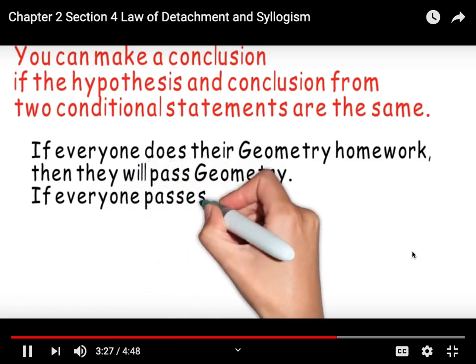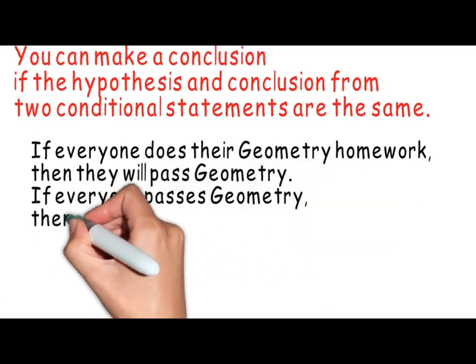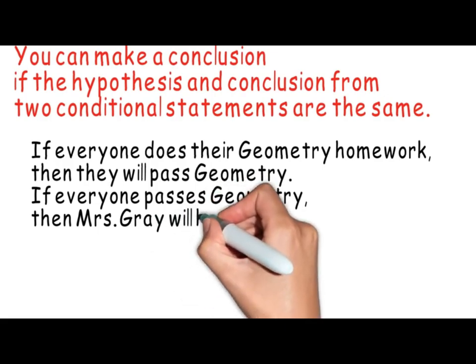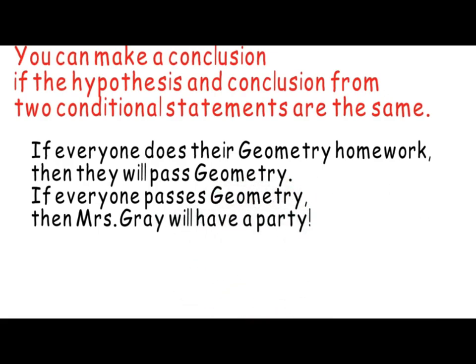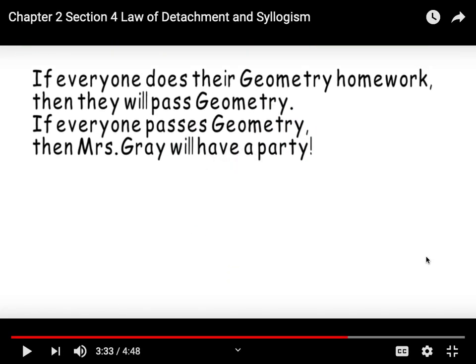If everyone passes geometry, then Mrs. Gray will have a party. Notice that doesn't say Mr. Costa, okay? So this is the second conditional statement. If everyone passes geometry, then Mrs. Gray will have a party. What do we notice about this conclusion Q and this hypothesis? They're the same, okay? If they pass geometry, that's the same thing as everyone passing geometry.